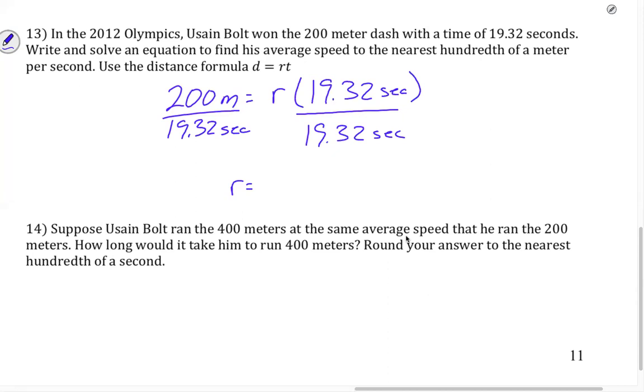Give me 1 second. 10.3. Okay, 10.3. What's the next number after that? 5. Now, you still don't know how fast that is, do you?